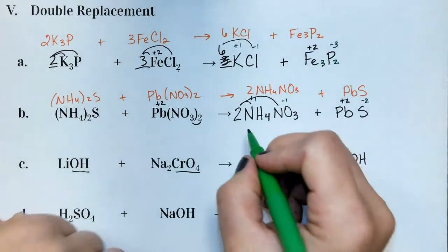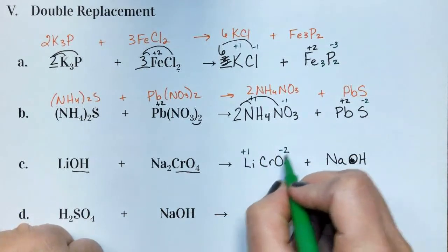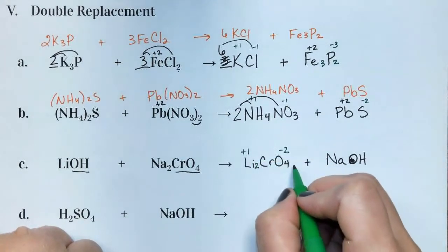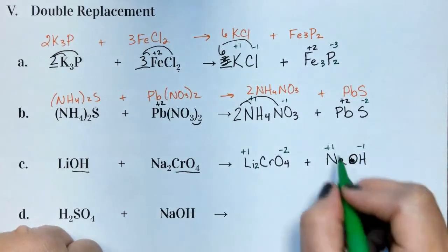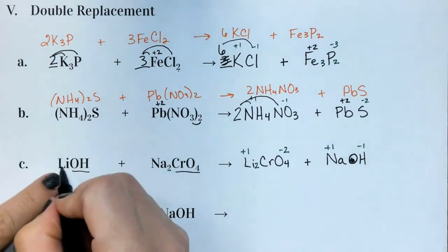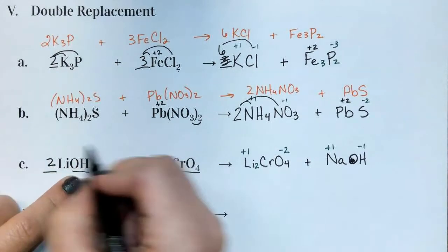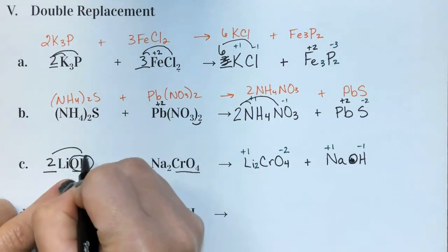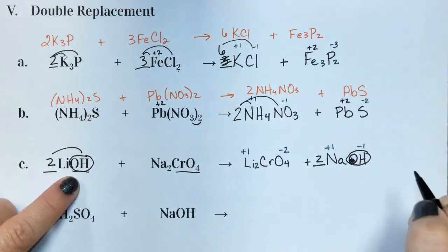Now we have to balance charges. We have a +1, -2 on lithium and chromate. This means I need a subscript of 2 next to lithium, and I only need a subscript of 1 next to chromate, which is understood. Sodium is +1, hydroxide is -1, they cancel, and we just have one of each. Now we can balance the coefficients. 1 lithium, 2 lithiums, means I need a 2 here. We have 2 hydroxides, because we want to balance this like a bundle. Over here, we have only 1 hydroxide, so we're going to need a coefficient of 2 there.